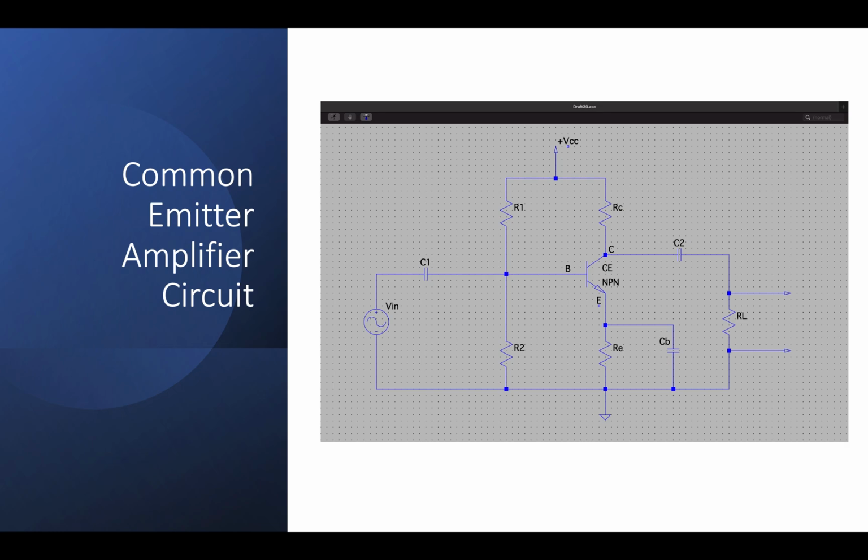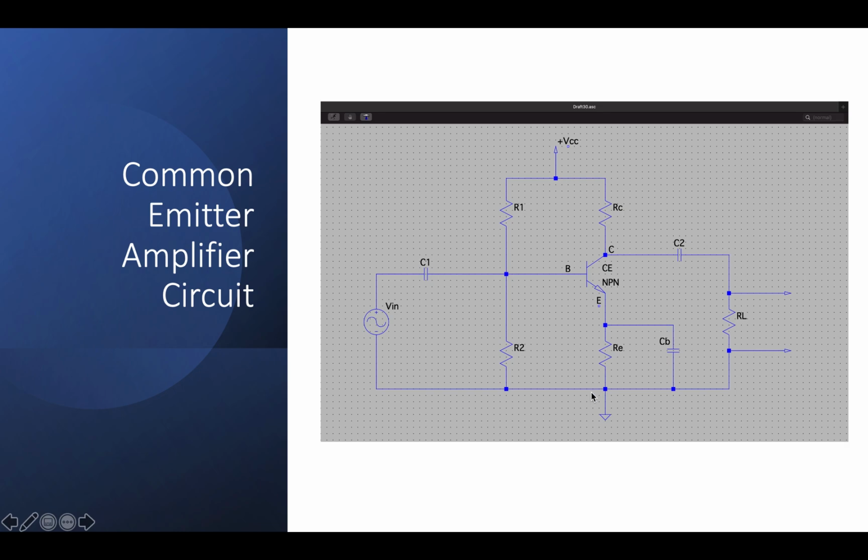Now, this is how a common emitter amplifier looks like. If you see, the input here is given through the base, and the collector gives out the output. The output is basically collected through the load resistance over here. This is how the circuit of a common emitter amplifier looks like. Now, why is this called a common emitter amplifier? Because the emitter is grounded and common to both the base and the collector.